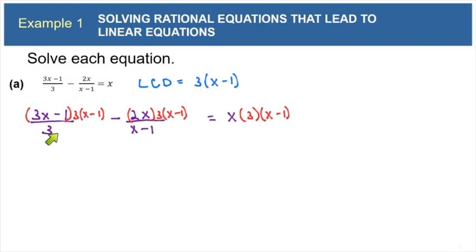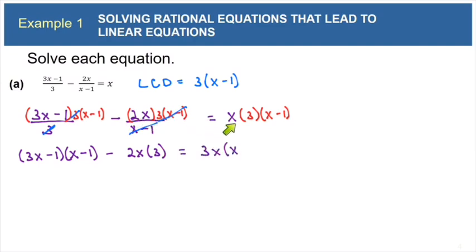When you look at the first term, you can see that the 3's are going to cancel out. Then when you look at the second term, you can see that the (x minus 1)'s will cancel out. And then when you get to the right side, there's no denominator, so nothing is going to cancel out. So let's see where that leaves us. Back over here on the left, now we have (3x minus 1) times (x minus 1) minus 2x times 3 equals x times 3 times (x minus 1). Now I've written that as 3x times (x minus 1). And so now here we have our equation all cleared of denominators.